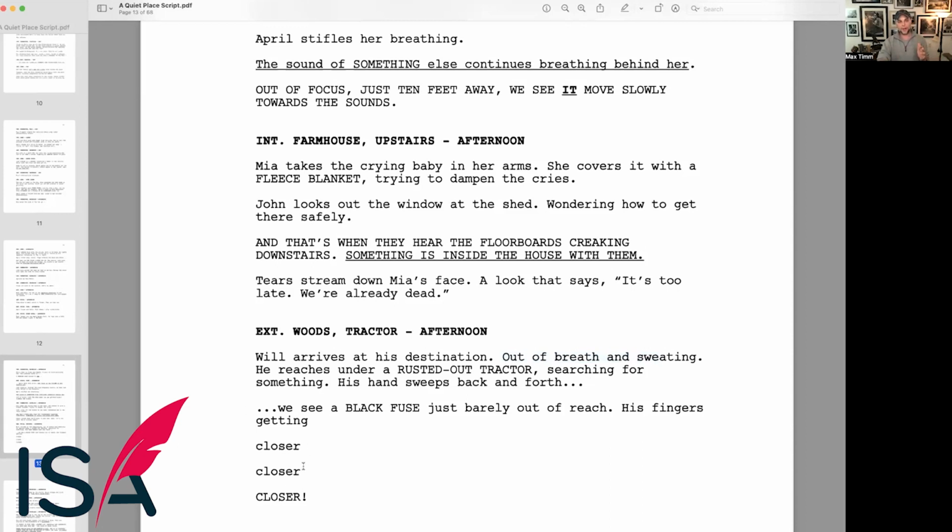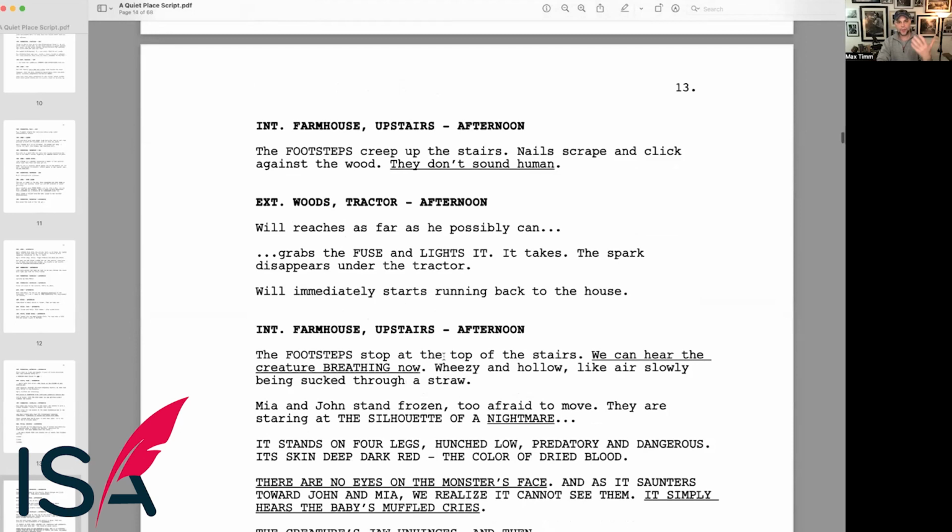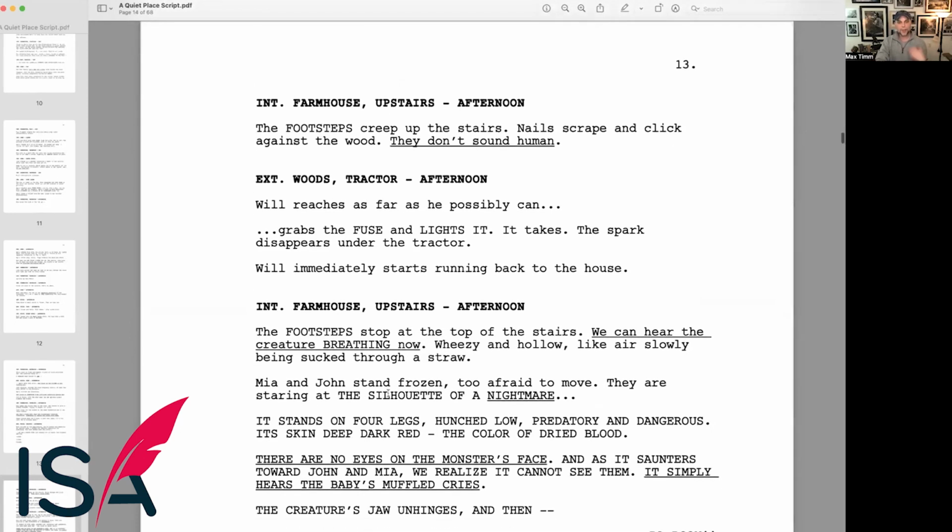They go down the page here. So we see a black fuse just barely out of reach, his fingers getting closer, closer, closer. I love the feeling of that, especially when you're dealing in such a visual movie, because they are purposely not capitalizing the C's, and then they capitalize all of that. Like a script can be artistic in a lot of ways. There's a reason for them not capitalizing that C. A reader probably wouldn't notice that, but it actually does register in the brain. So we go closer, closer, closer, and it continues along this way. And they're capitalizing certain sounds, certain visuals that are really important. And then, of course, when I see all caps, I'm like, oh boy, something big's happening.